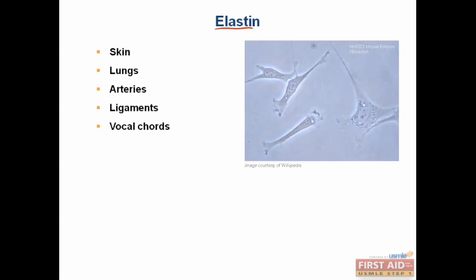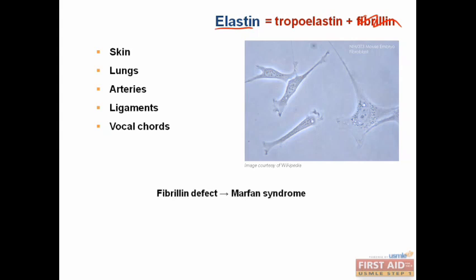So how is elastin made? Well, tropoelastin is secreted by fibroblasts and then cross-linked to other tropoelastin molecules along the scaffolding of fibrillin. It's the cross-linking of tropoelastin molecules that gives elastin its elastic properties. So what happens if you have a defective fibrillin gene? This is actually the cause of Marfan syndrome, which affects about 1 in 5,000 people.